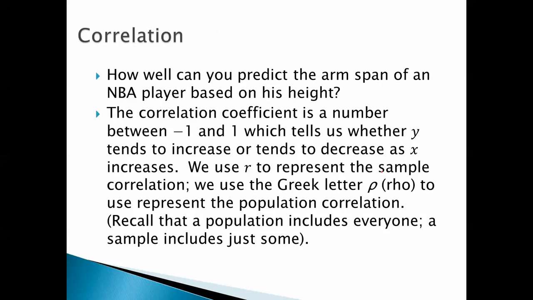Now, here's the question we asked originally. How well can you predict the arm span of an NBA player based on his height? The correlation coefficient is a number between -1 and 1, which tells us whether y tends to increase or tends to decrease as x increases. We use r to represent the sample correlation, and we use the Greek letter rho to represent the population correlation. Recall that a population includes everyone, and a sample includes just some.